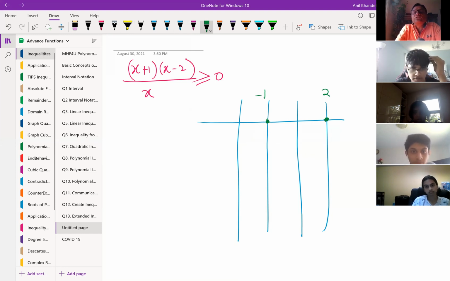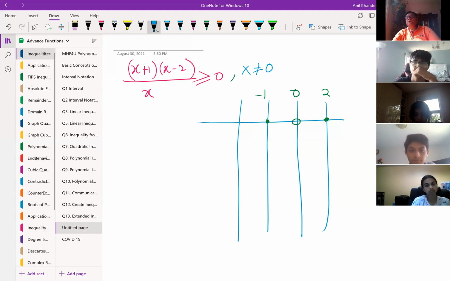Now, I have a question: is x equals 0 part of the solution? It is not, because we have a vertical asymptote, and clearly for this function x is never equal to 0. That will never be a part of the solution. So it says x is greater than or equal to 0? No, the whole inequality, the whole function, is greater than or equal to 0. So we have to check which region it is, right? Let's take test points in the 4 intervals.